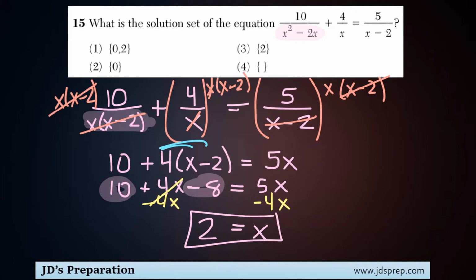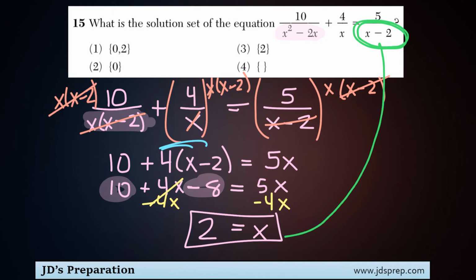However, we do need to confirm our answer by checking it back in the original equation to see if it's a non-permissible value. And I can actually tell pretty quickly here, seeing this denominator, we have x minus 2. We can't have a denominator of 0. So if x was equal to 2, then we would be dividing by 0.